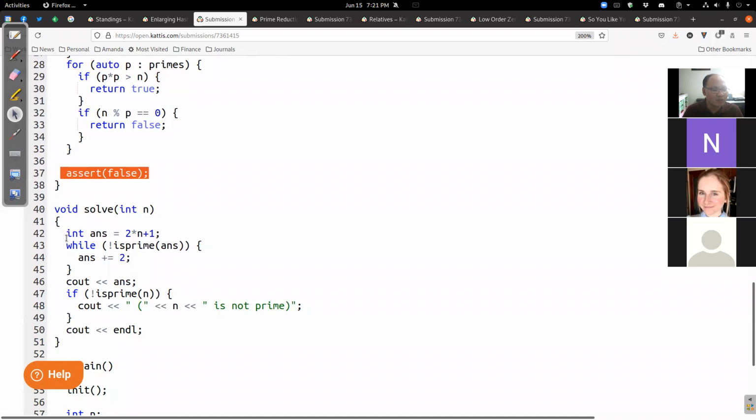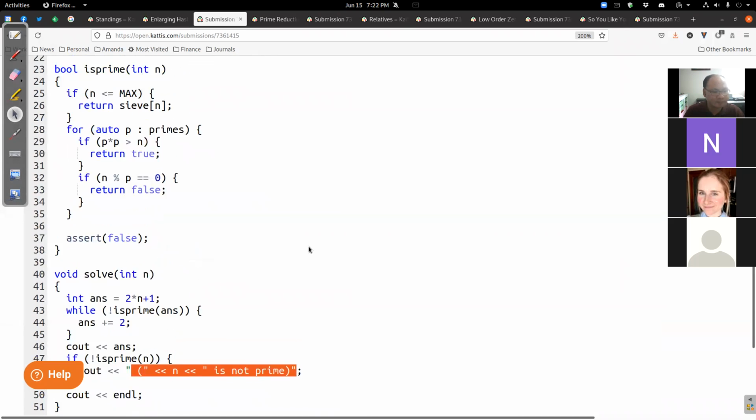And then in my main code, I start with 2n plus 1, and while it is not prime, I just keep on adding 2. And then at the end, I ask, is the number that you gave me a prime? If it's not a prime, then I print out this extra statement that says that the input is not a prime. Okay, so that's my code.